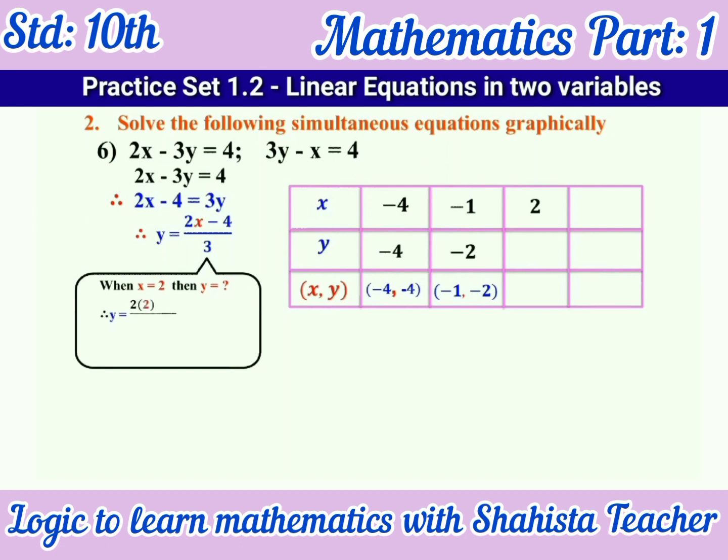So in the place of x we will put 2. So 2 bracket 2 minus 4 upon 3. So 2 2s are 4. 4 minus 4 upon 3. So 4 minus 4 is 0 upon 3, that is equal to 0. Okay, 0 divided by 3 is 0. So x is 2 and y is 0. So here we will put value of y is 0. So 2 comma 0.